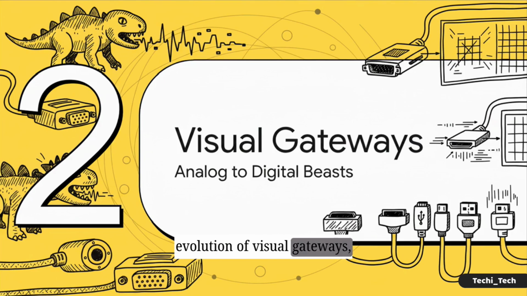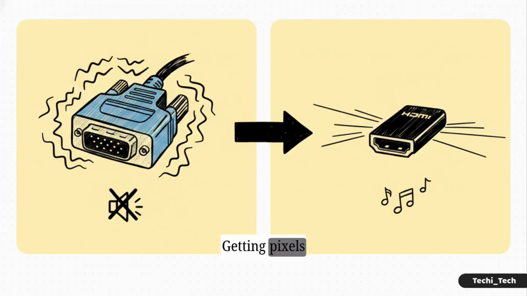Evolution of visual gateways, from analog dinosaurs to digital beasts. Getting pixels from your graphics card out into the physical world has seen some truly dramatic leaps. Look at VGA, the Video Graphics Array. It's that chunky 15-pin blue grandfather port. It pushed analog signals, which meant your picture was often blurry, fuzzy, or had these weird color shifts, kind of like a wavy old TV broadcast. Plus, it couldn't carry audio. You literally had to run a separate cable just to hear anything.